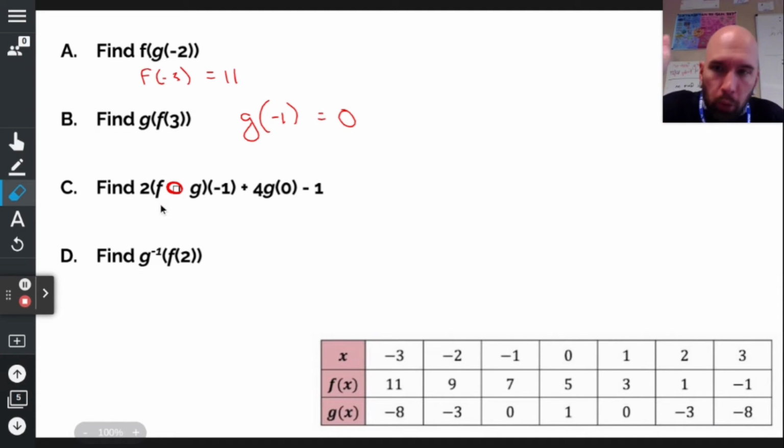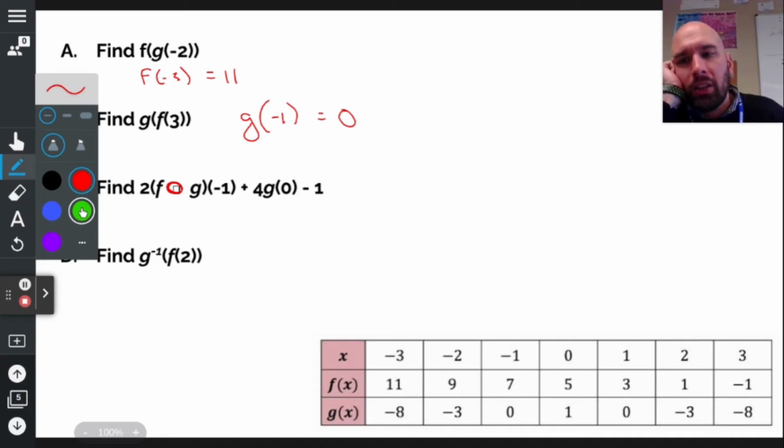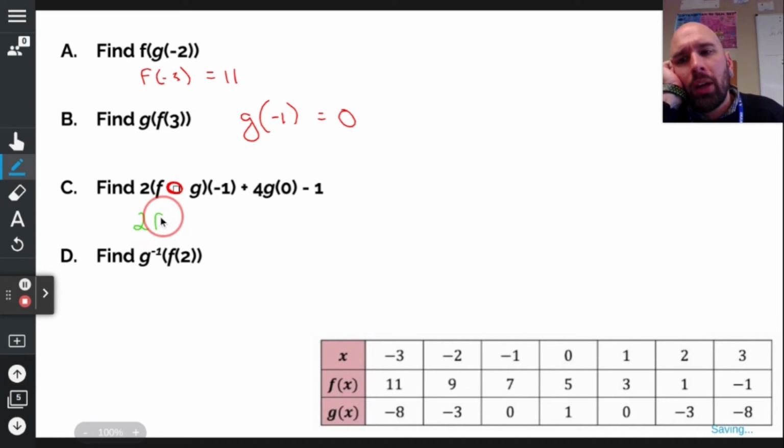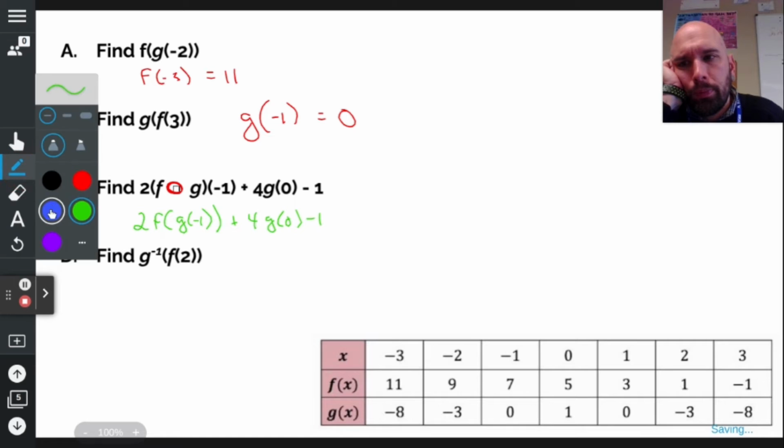This is just plain gross. Now I'm going to rewrite this as 2 times f of g of negative 1 plus 4 times g of 0 minus 1. G of negative 1, what is it? G of negative 1 is 0.